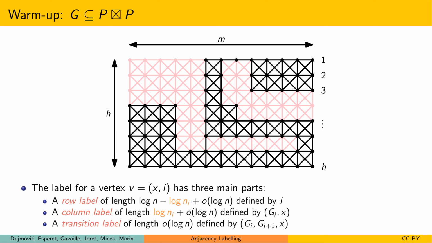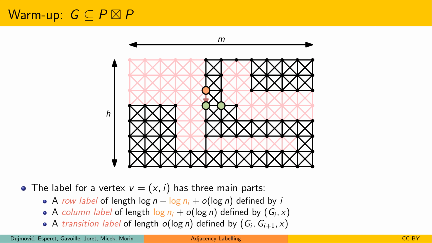The row labels of two vertices v and w have three cases. If v and w are in the same row, then we can use their column labels to test if vw is an edge of G. If v and w are not in consecutive rows, then we know that they're not adjacent. But if v and w are in consecutive rows, i and i plus 1, then we have a problem. The column label for v is in the graph induced by row i, and the column label for w is for the graph induced by row i plus 1. These are different graphs, so the column labels of v and w are not compatible.